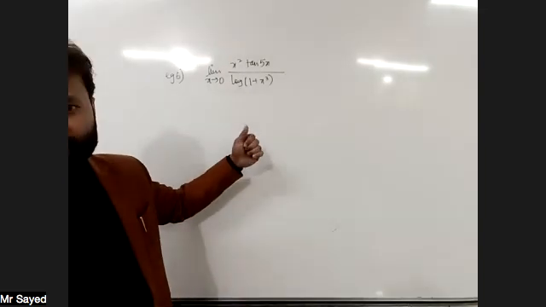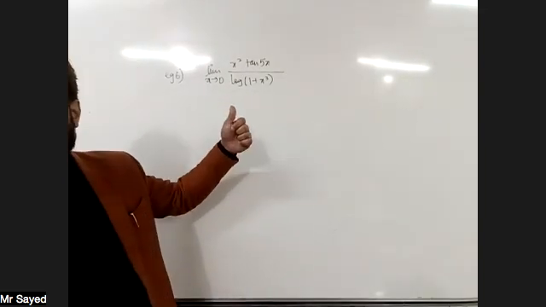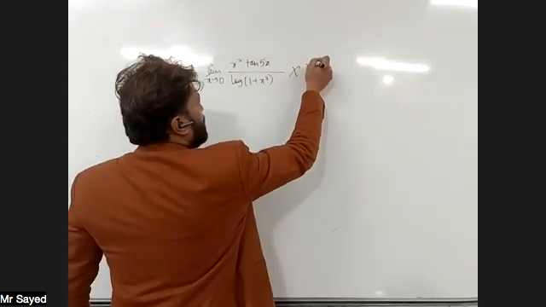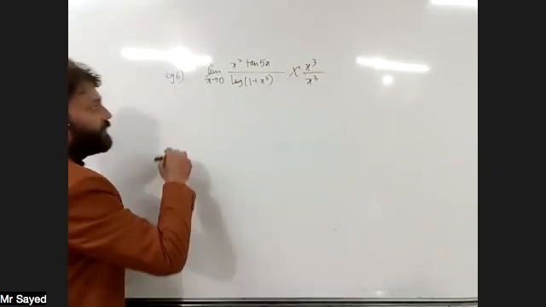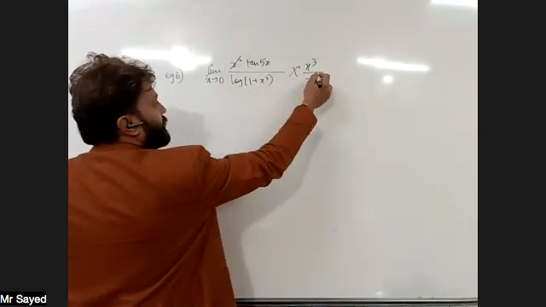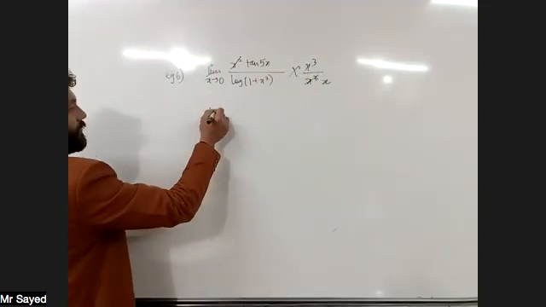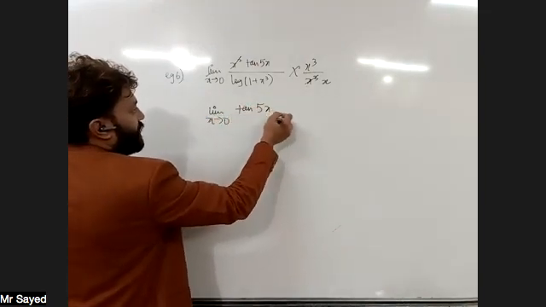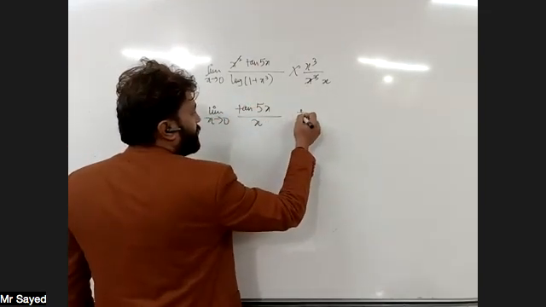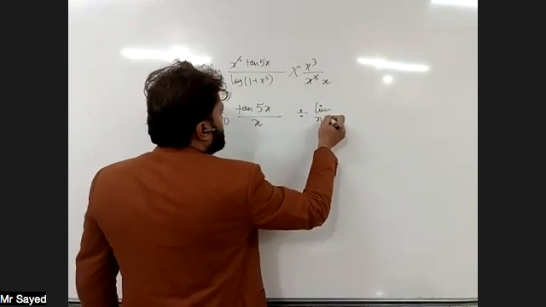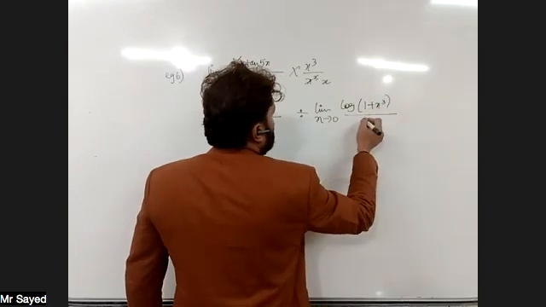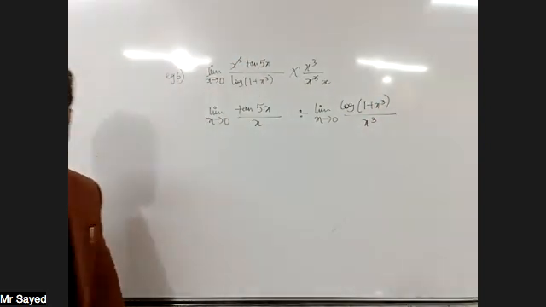It is log (1 plus x) upon x. Whatever is after the plus should be in the denominator. Here we have 1 plus x cube. So we'll be needing x cube to balance it. So we'll multiply and divide it by x cube. Now watch out carefully. This x square and this x cube cancelled. We will write it as limit x tending to 0, tan 5x upon x divided by limit x tending to 0, log (1 plus x cube) upon x cube.